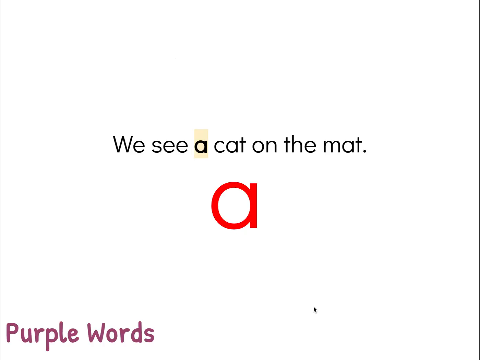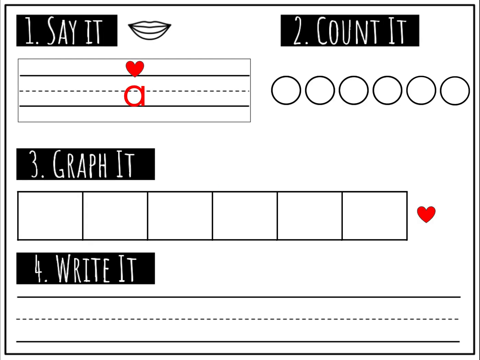Our first word that we have is the word a, like in the sentence, we see a cat on the mat. So make sure that you write A up here, and we'll draw a little heart and we'll talk about it. So write the word A at the top.